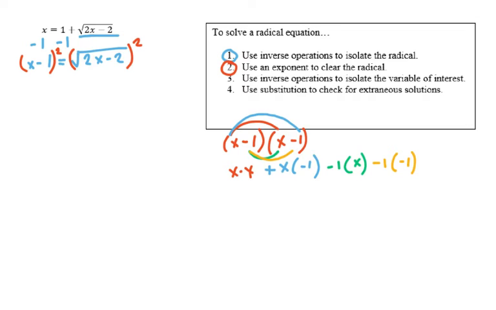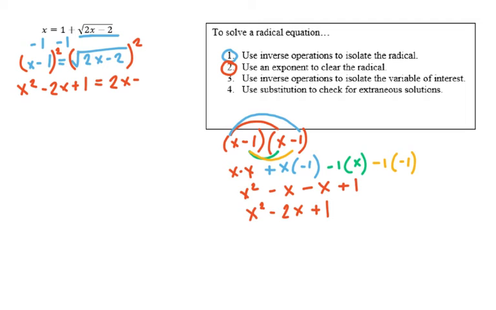So when we multiply this out, x times x gives us x squared. X times negative 1 gives us negative 1x. Negative 1 times x gives us negative 1x. And negative 1 times negative 1 gives us a positive 1. So when we combine like terms here, we get x squared minus 2x plus 1. So we are now going to write x minus 1 squared as x squared minus 2x plus 1. When we square the square root of 2x minus 2, that's going to leave us with 2x minus 2. So we are now done with step 2. We have cleared our radical.